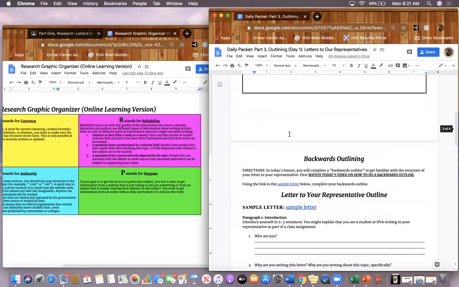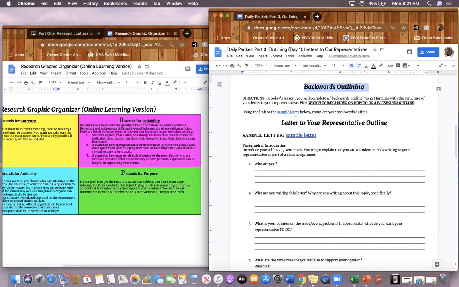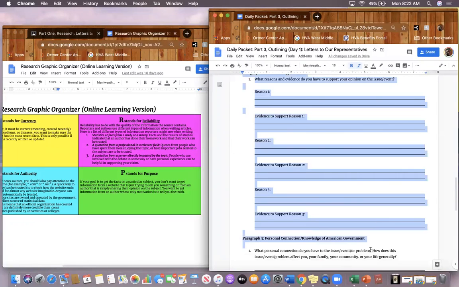So if you scroll to the second page of today's daily packet, you get to our backwards outlining page. Backwards outlining is a great strategy for making sure that all of the parts of your letter, or all of the requirements of an assignment, or all the requirements of your letter are actually in your letter. So we're going to use backwards outlining today to learn about what should go in a professional letter to our representative.